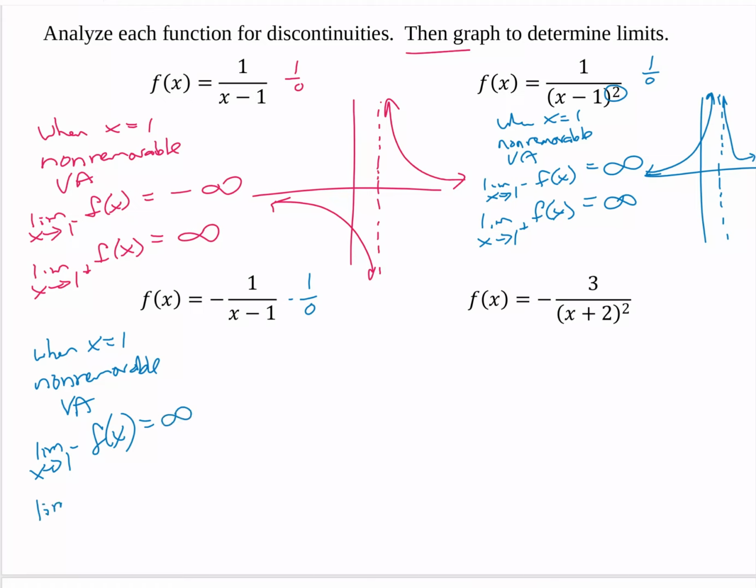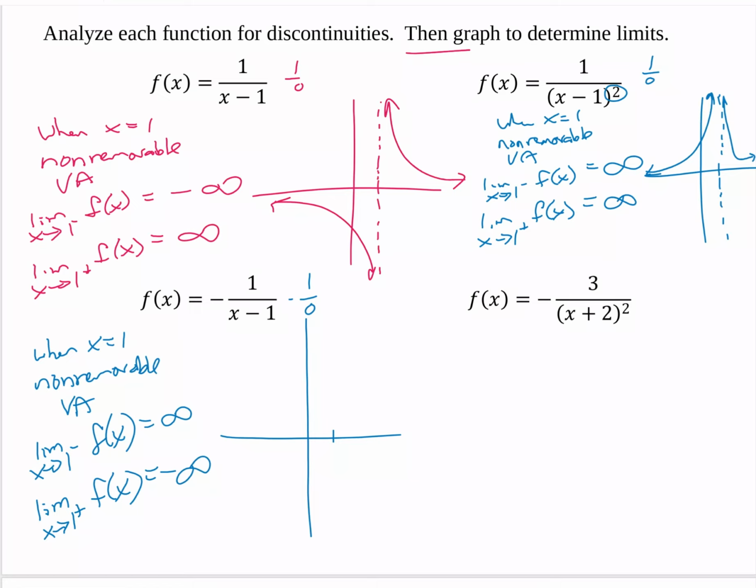The limit as x approaches 1 from the positive direction of the function. What are we going to get this time? 1.1 minus 1 is 0.1, but it's going to be negative because there's a minus 1. Okay, so now we can make our sketch.